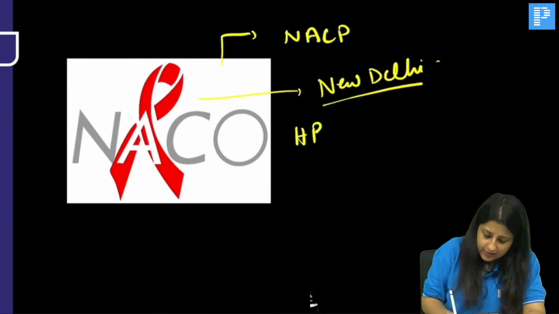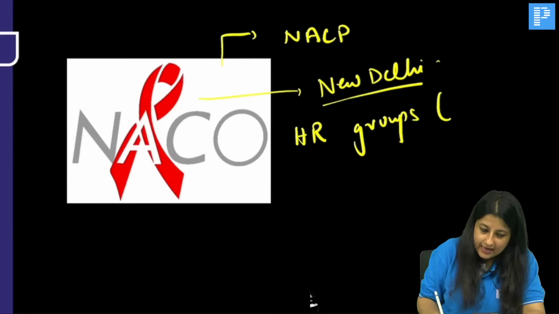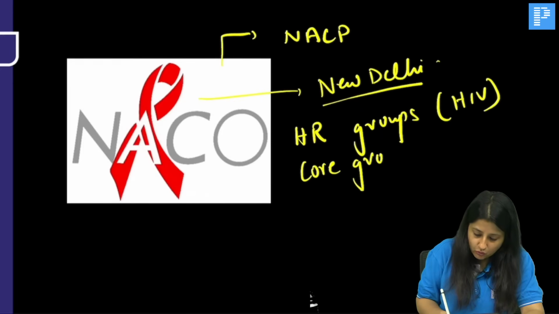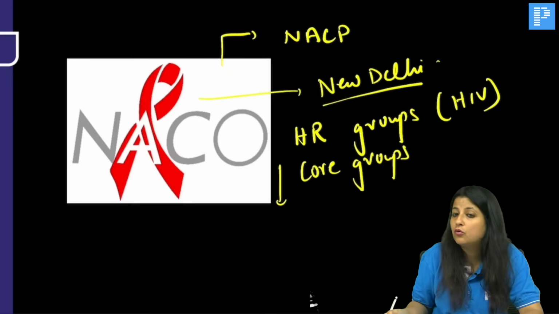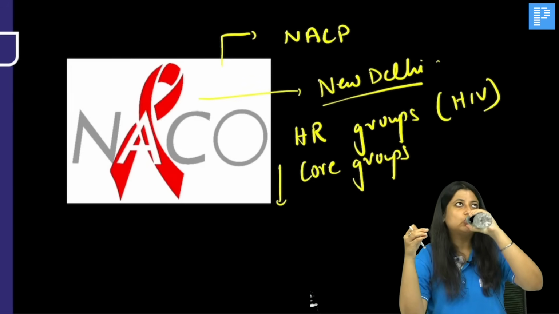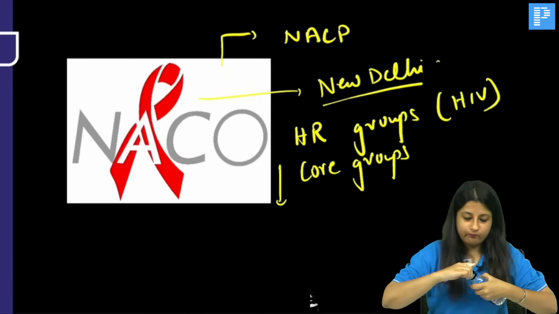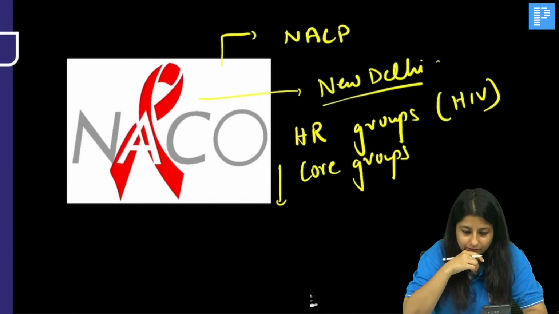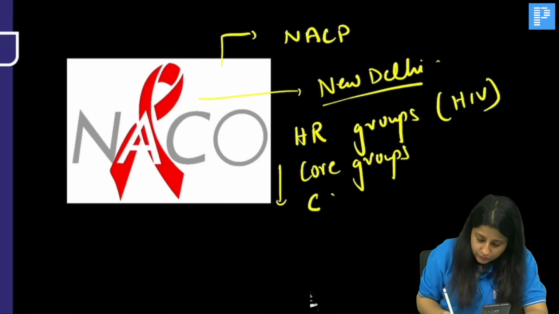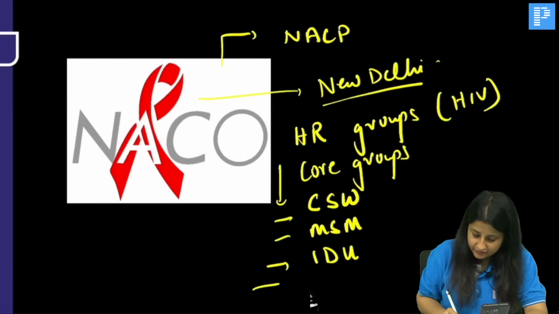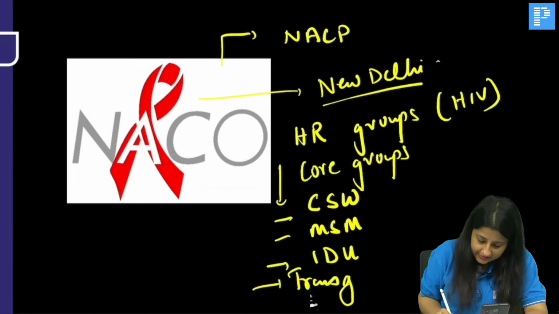High risk group batao. High risk groups for HIV. Can anybody tell me the 4 high risk groups or the core groups for HIV? Who are the high risk groups guys? Commercial sex workers, good. CSW, next. MSM, men having sex with men. IDUs, injectable drug users and transgenders. यही 4 high risk groups है guys.